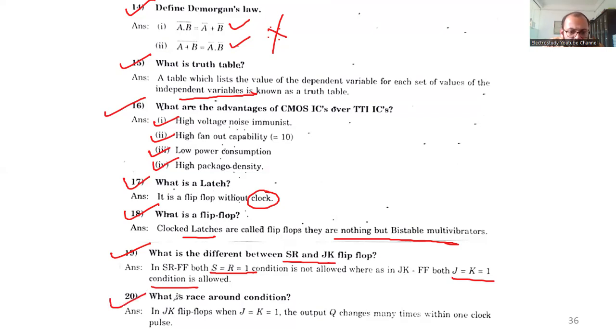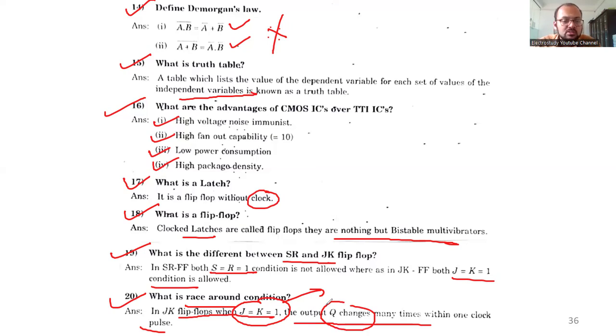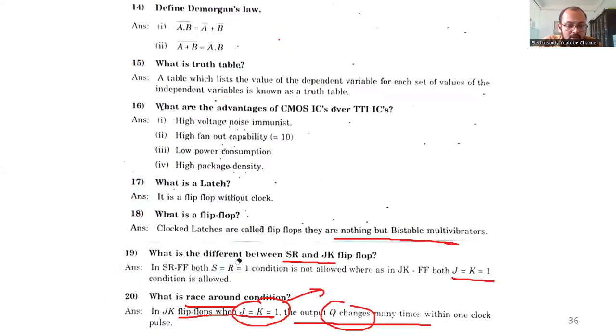What is race around condition? In a JK flip-flop, J is equal to K is equal to 1. Then the output Q changes many times with one clock pulse. This condition is known as race around condition. In the JK flip-flop, the condition you have to note down is J equal to K equal to 1. At this particular point of time, the output Q changes many times with respect to one clock. Correct? So this condition is known as race around condition. Hope it is clear to everybody. So remember these important points. Definitely, you may get 1 or 2 questions during the Viva.